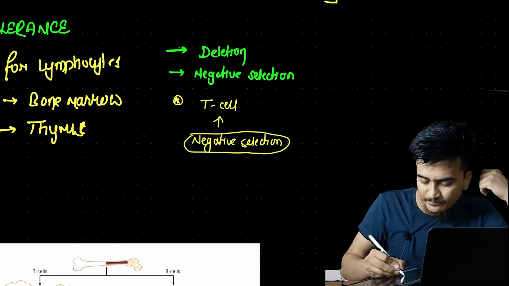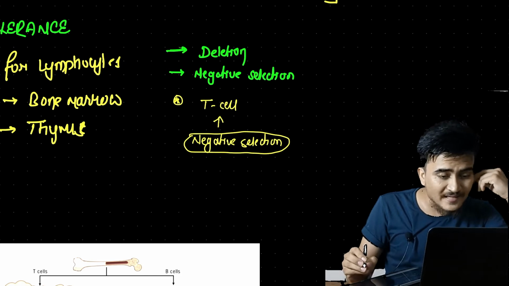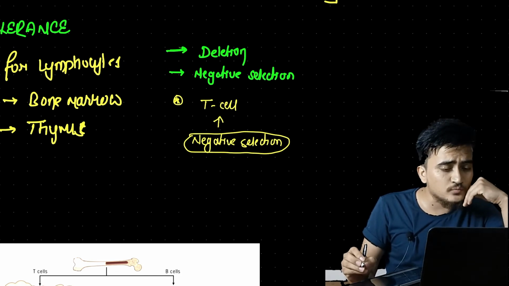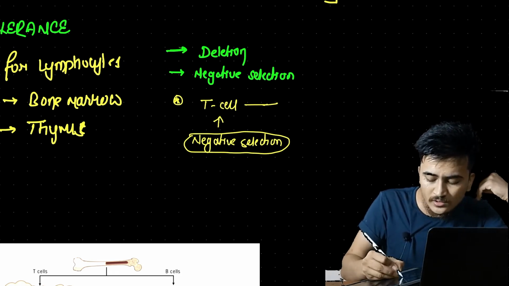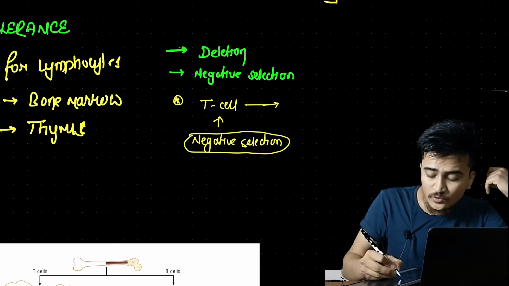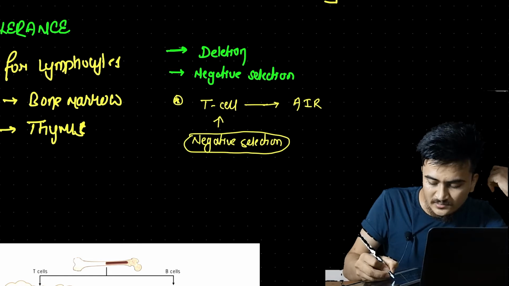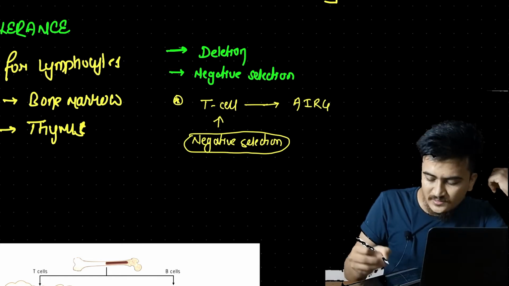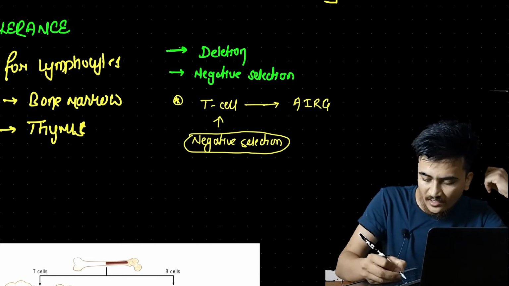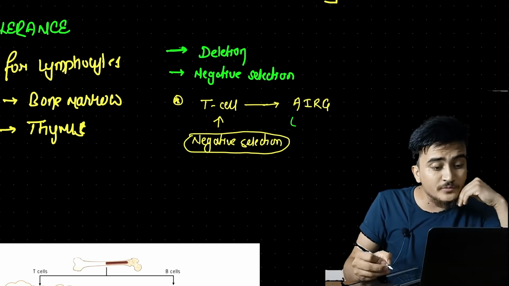There is one important feature of the T cell: it has one gene. What is that gene called? The name of the gene is AIRE gene, AIRG. And what is this? It is the autoimmune regulator gene.